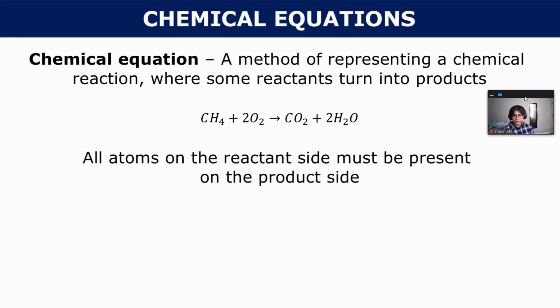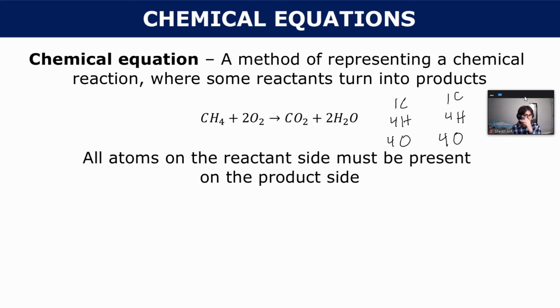On the left-hand side of the chemical reaction that you see there, you have one carbon, four hydrogen, and four oxygen. And on the right-hand side, what do you know? You see one carbon, four hydrogen, and then four oxygen as well. And that is why we have the coefficients next to the chemical formulas, because we need to make sure all the atoms on the reactant side must be present on the product side.